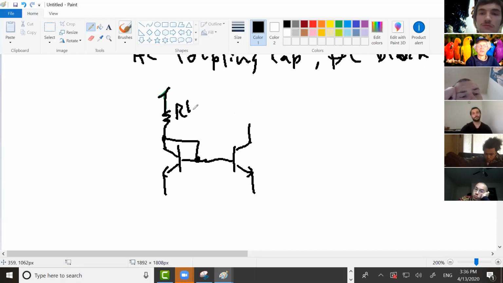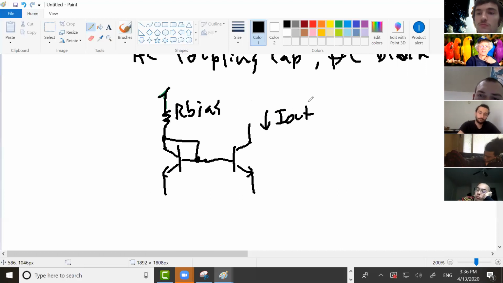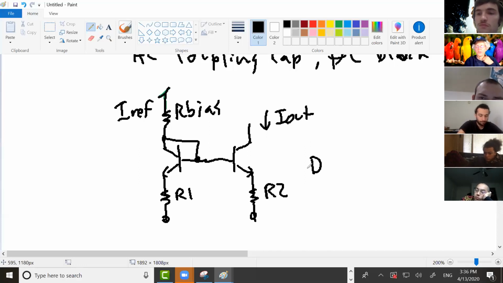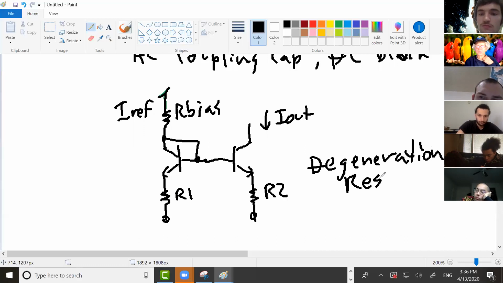Oh, I remember what I forgot to do in the other class. These are called degeneration resistors. And this circuit is degenerated.